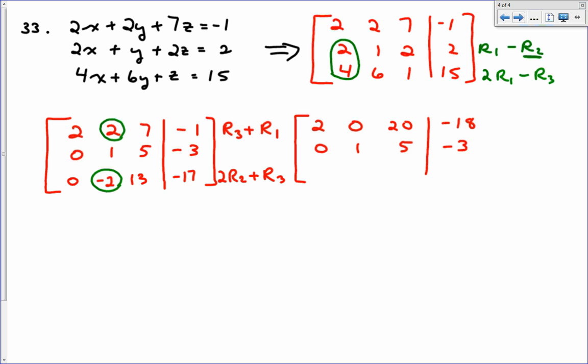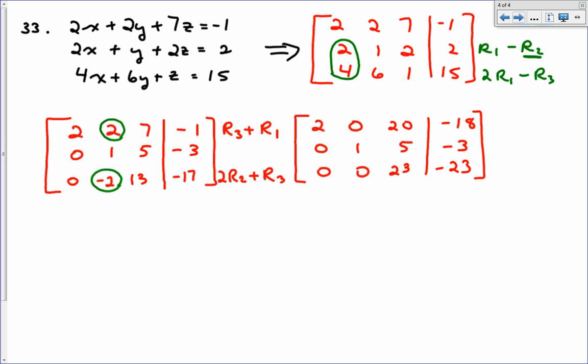So 2 times 0 plus 0 is 0. 2 times 1 plus negative 2 gives me 0. 2 times 5 is 10 plus 13 gives me 23. 2 times negative 3 is negative 6 plus negative 17 gives me a negative 23.